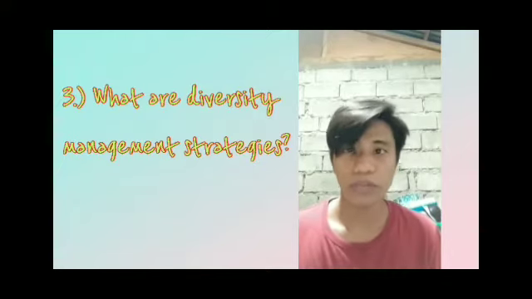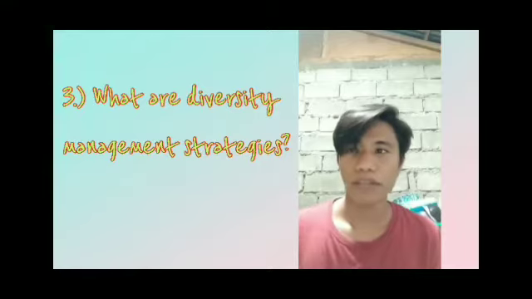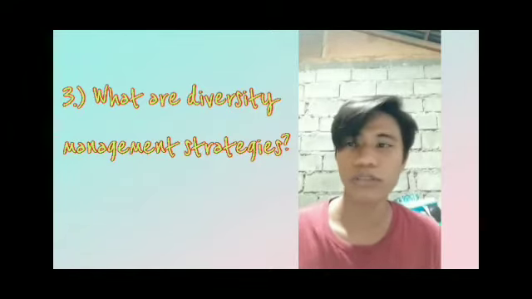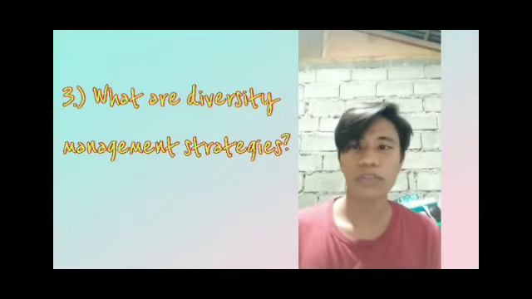What are diversity management strategies? Diversity management refers to organizational actions that aim to promote greater inclusion of employees from different backgrounds into our organization structure, depending on a company's goal and the industry, through specific policies and programs.